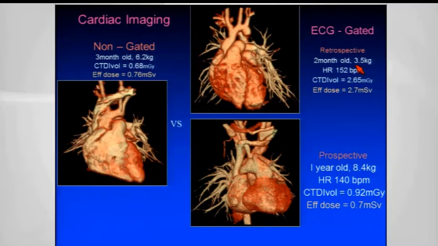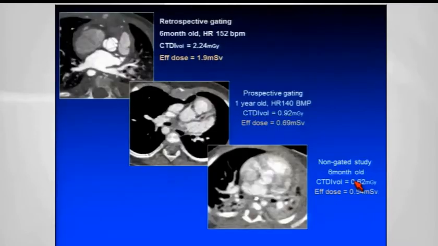If you look at the retrospectively gated scan, and this is a VRT in a child with a heart rate of 150, 2.7 millisieverts, but exquisite anatomy. You can see the trabeculation of the right ventricle very beautifully, and I'll show you the axial data sets to show you the difference in the image quality and line pair resolution. But prospectively gated scans, very beautiful anatomy, very nice line pair resolution, and also very low dose with a heart rate of 140. So a very attractive option.